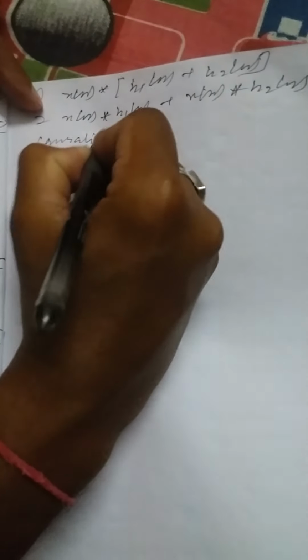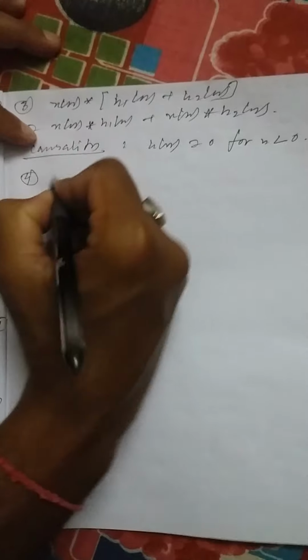Distributive property of convolution. Now there is another classification, that is causality. This is most important, causality of the system. An LTI system is said to be causal if and only if its impulse response is 0 for negative values of n. So a system is causal when its impulse response is 0 for n less than 0.